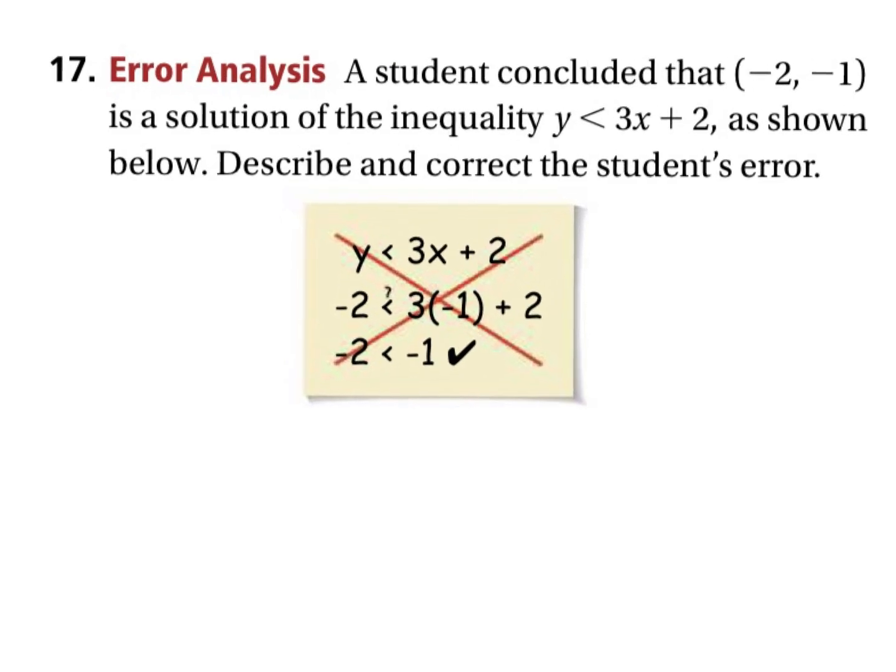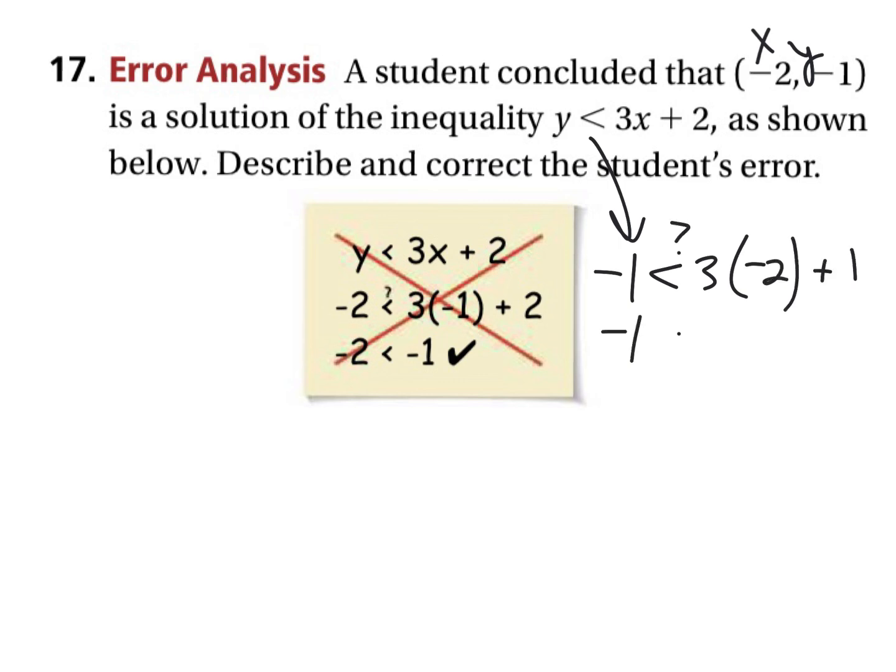Number 17, a student concluded -2, -1 is a solution of the inequality as shown. Describe and correct the student's error. And this is a very common mistake. Basically, they switched x and y when they substituted. Y should be -1, x should be -2. So -1 is not less than -5, so that actually is not a solution.